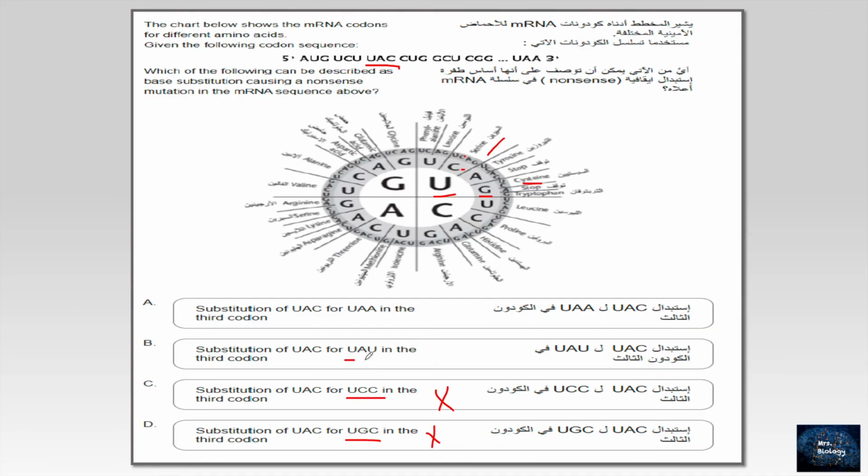Let's see here, UAU. This is U, and A, another U. Tyrosine, another normal amino acid. Moving to option A, UAA. This is U, and this is A. Where is A? I found it. This is the stop codon then. So the right answer is A.